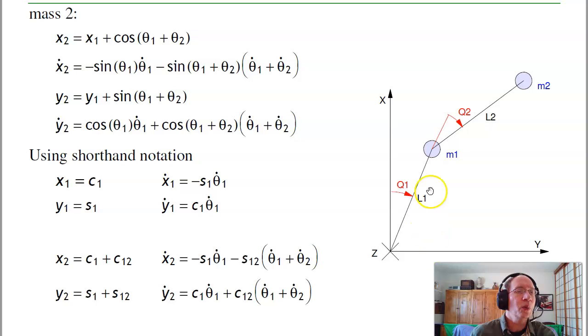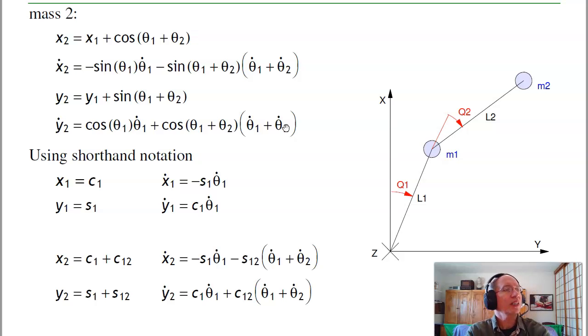The y-coordinate, y2, is y1 plus sine theta 1 plus theta 2. Taking the derivative, y1 is the same as before, cosine theta 1 dot, plus the derivative of sine is cosine theta 1 plus theta 2 times theta 1 dot plus theta 2 dot.